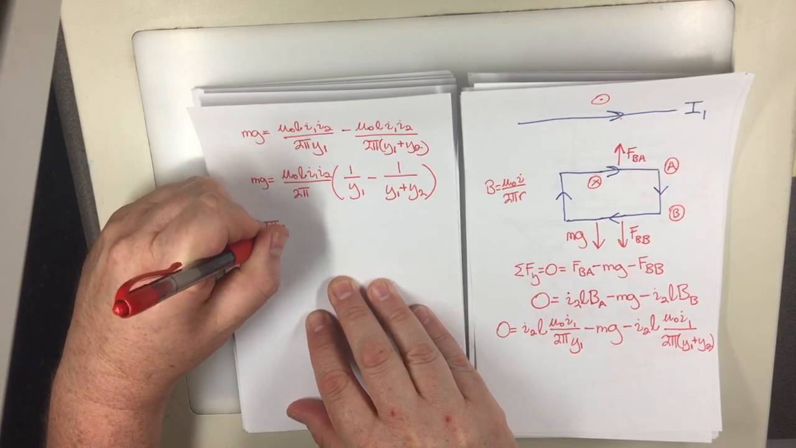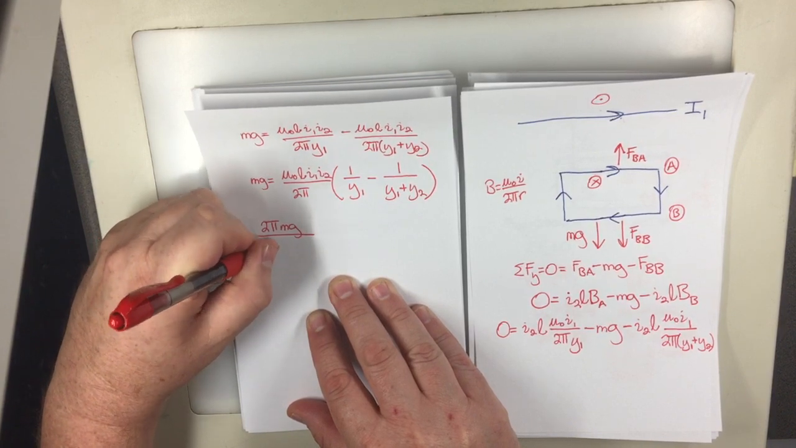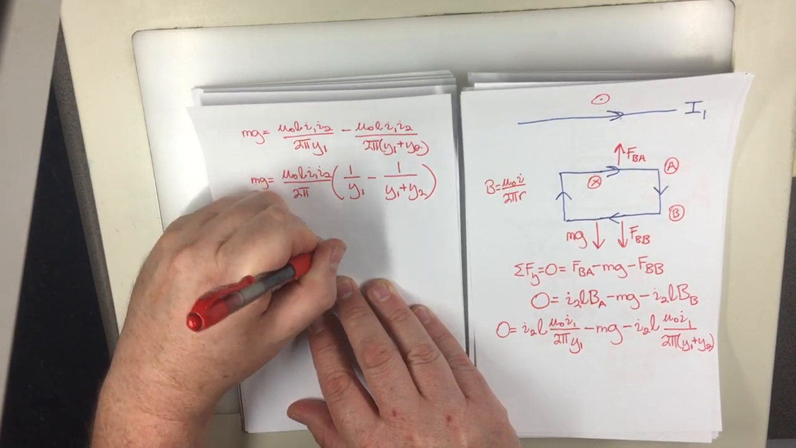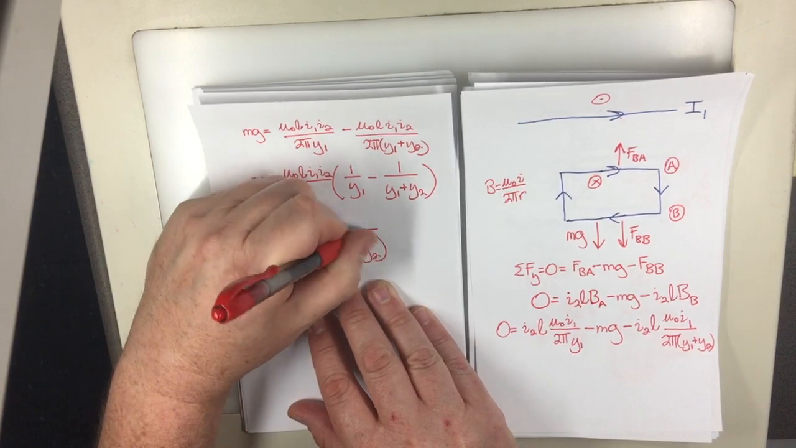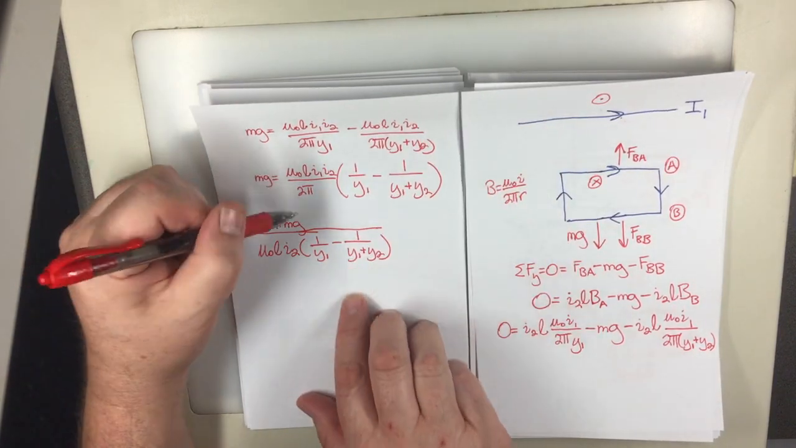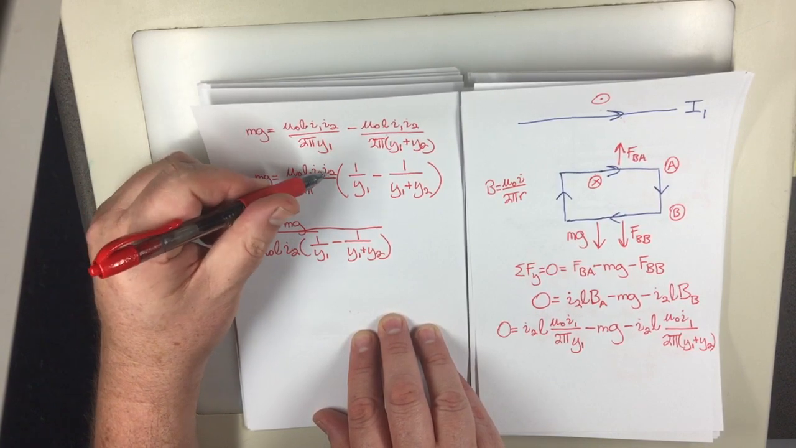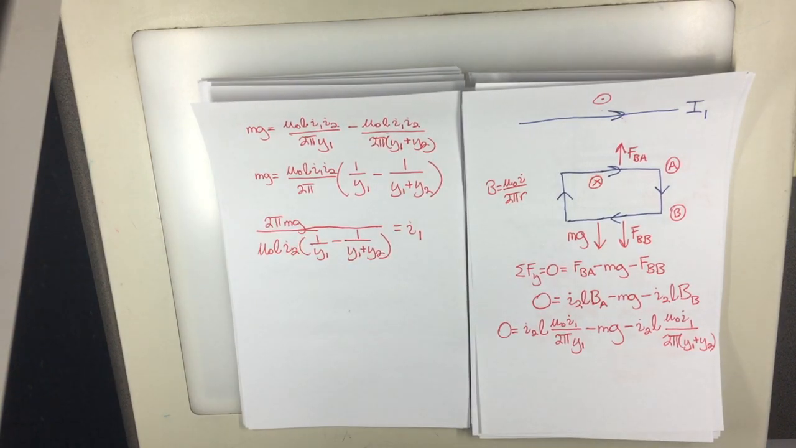2 pi mg over mu naught L I2 times 1 over y1 minus 1 over y1 plus y2. That comes down. Everything here gets flipped. 2 pi up, mu naught L I2 down, and all of this is equal to I1. So now all I got to do is come up with values for all that garbage.